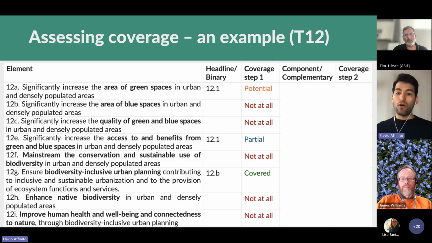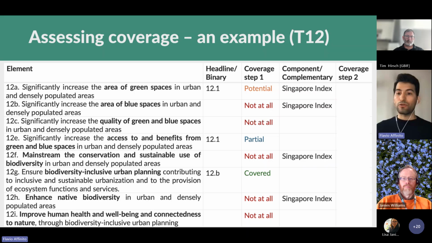So for those elements that now aren't being tracked by the headline and binary indicators, what we do is look at the available component and complementary indicators for Target 12. And Target 12 only has one component indicator, the Singapore Index, also known as the City Biodiversity Index, which does a lot of things and quantifies a lot of measures of biodiversity in cities, and does provide information about the area of both green and blue spaces, the conservation and sustainable use of biodiversity, and the enhancement of biodiversity. So here we map it on all of these elements.